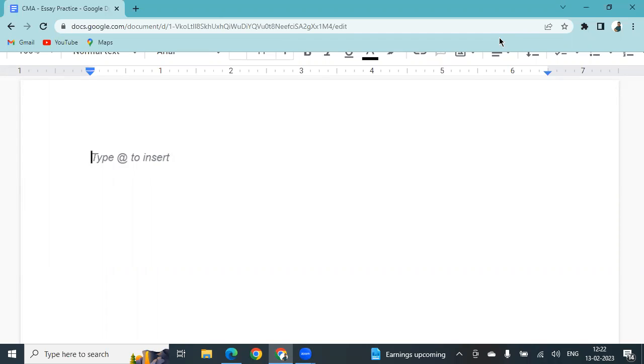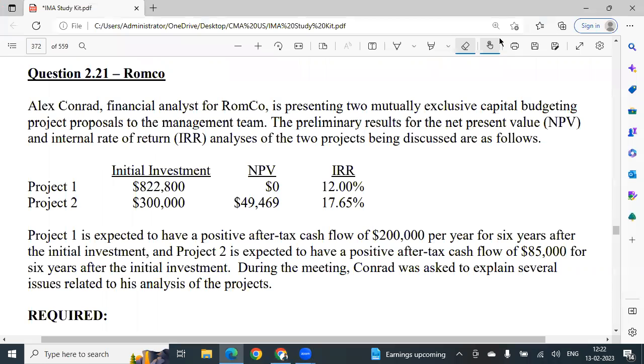So here I have taken this particular question, if you just see it in front of you. This particular question is from section E, investment decisions of the CMA US Part 2. So if you just see NPV, IRR, something related to it is the question.